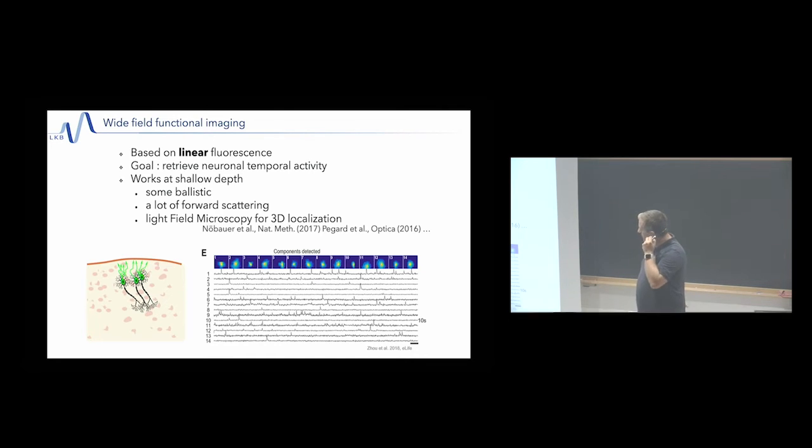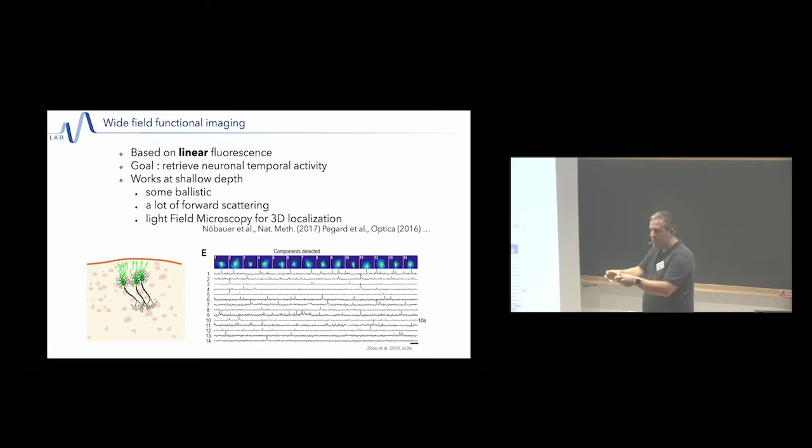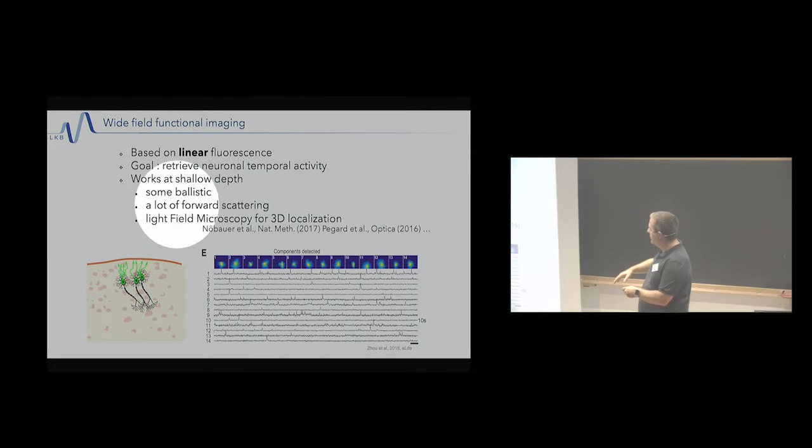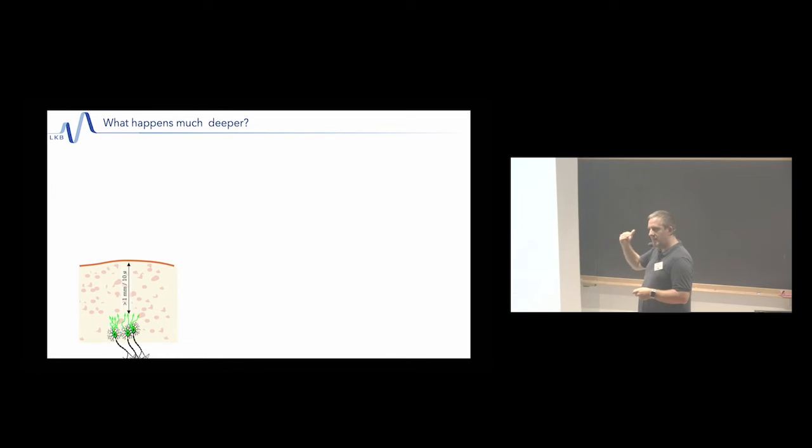So what you can do is so-called wide field functional imaging, where if the neurons are close to the surface in a scattering sample, like in the brain, they will give a blob, or you have a little bit of ballistic component that you can recover, and you can get the activity of this neuron. It works with some ballistic light. You can use some light field microscopy. You can do different tricks in order to recover the activity of these neurons. The question is, what happens if now the neurons are in the scattering regime, if they are very deep?